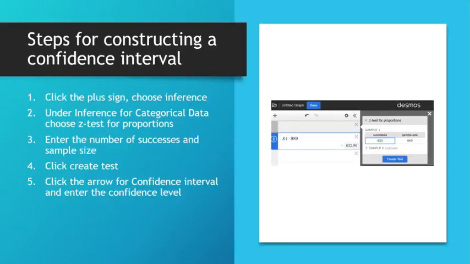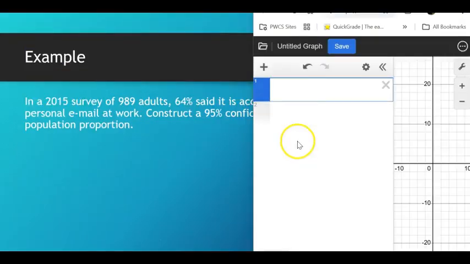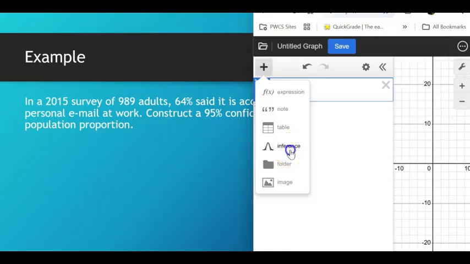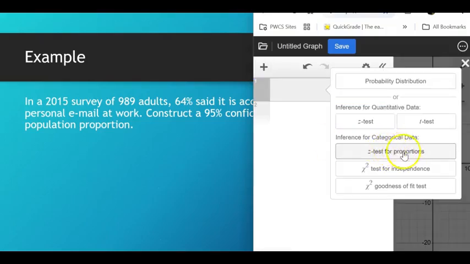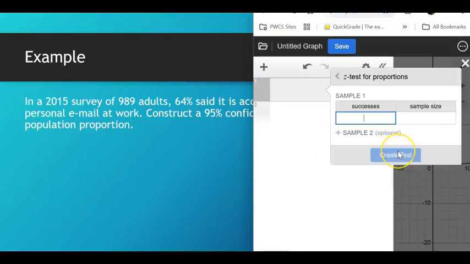Okay, so we're back in Desmos. This time, it's still in that inference category, but this time we're looking under categorical data, and we're going to choose the z-test for proportions. In there, we need to enter the number of successes and the sample size, and then we can do our confidence interval. So I'm going to hit my plus sign, go to inference. Z-test for proportions is the one we want now.